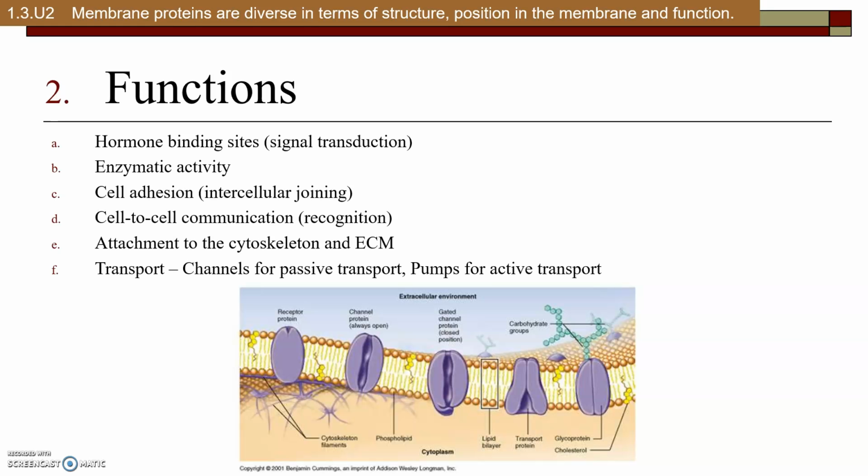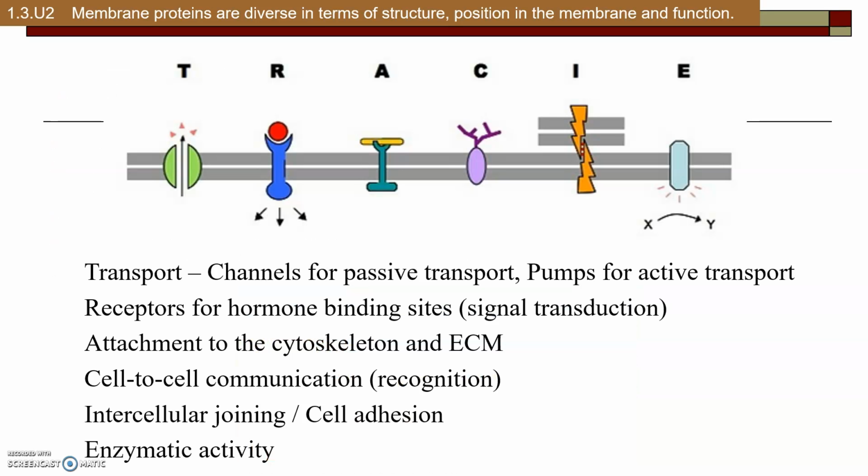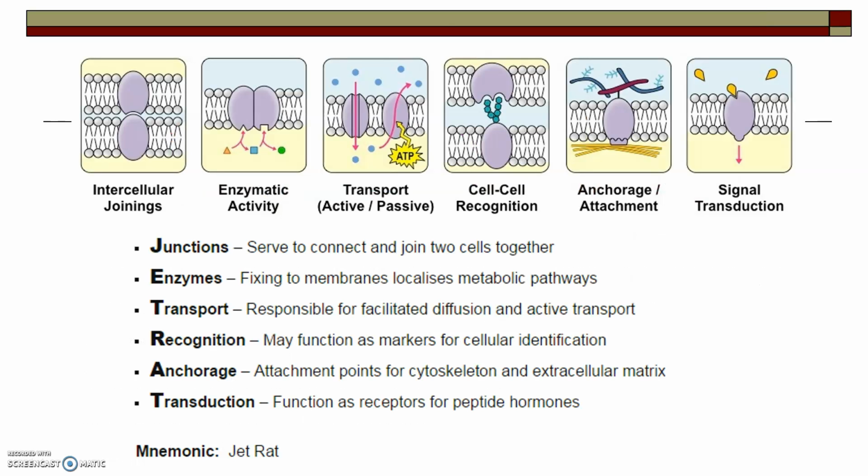You will need to know all 6 of these different functions, and so today's activity is going to help you to start learning those different functions. I have found 2 different mnemonic devices that you could use to help you in memorizing these functions. The first one is Tracy, and the second one is Jet Rat. After you do some work with these today, you'll probably feel like one or the other of those mnemonic devices works better for you, but I would encourage you to pick one in helping you to memorize these different functions.